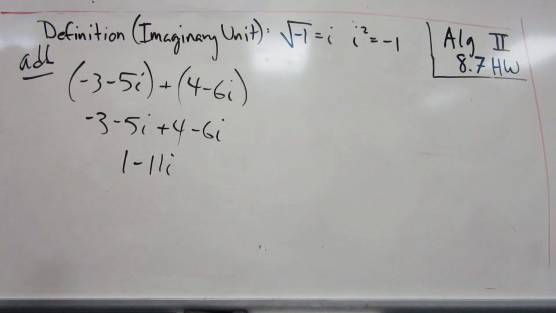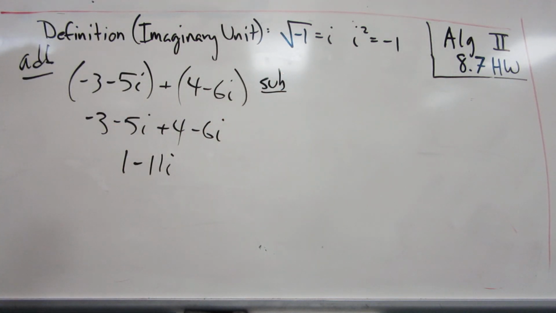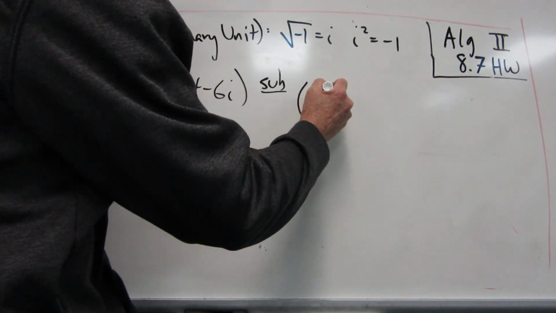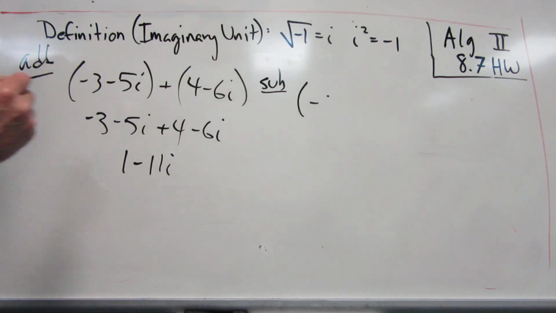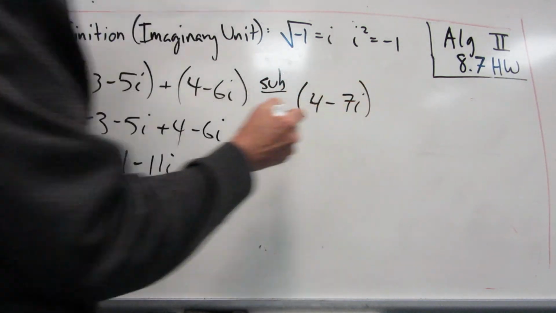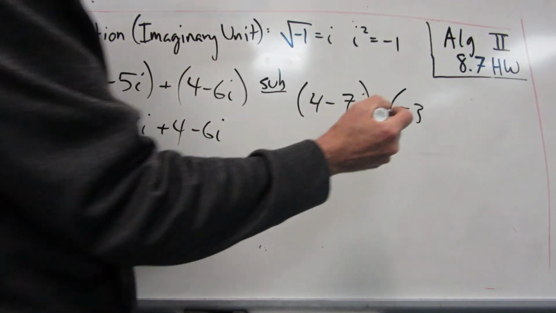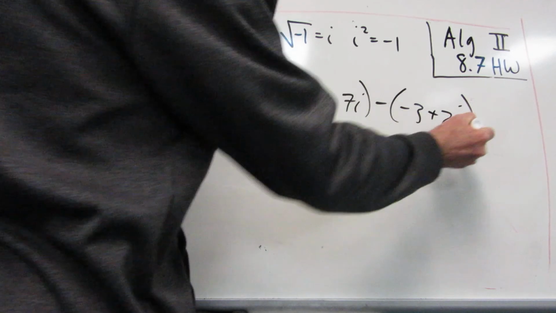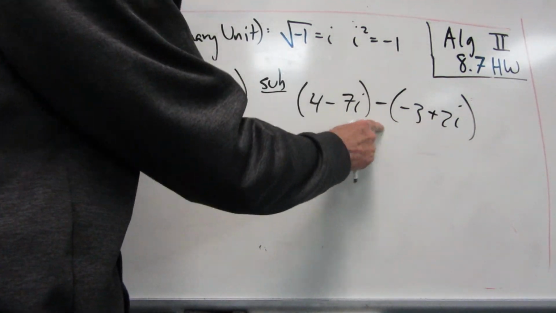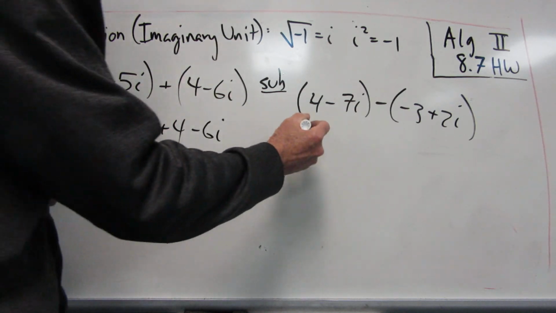Well, let's look at it if it's subtraction. It's going to be the same thing, but this will help me point out something that oftentimes can mess us up. So let's say that I have 4 minus 7i, and I am going to subtract negative 3 plus 2i. So there's two complex numbers, and I'm doing subtraction between them. Once again, let's get rid of the parentheses. So let's simplify this.